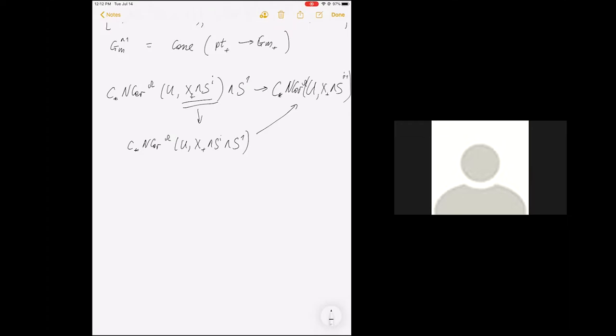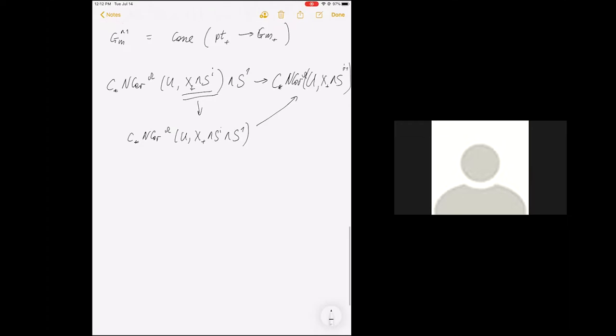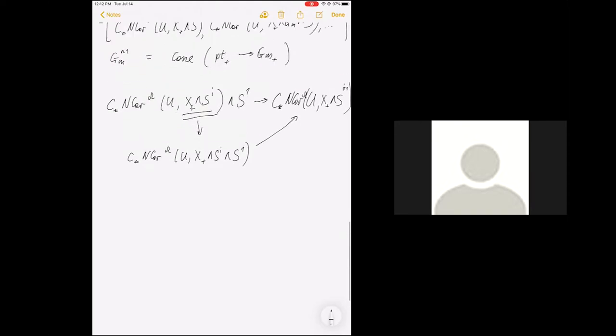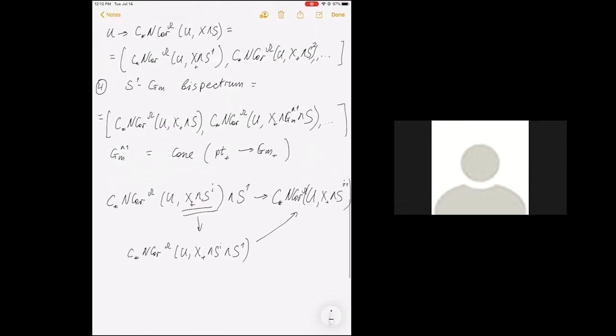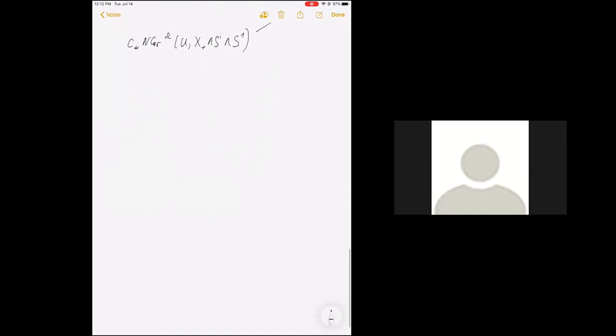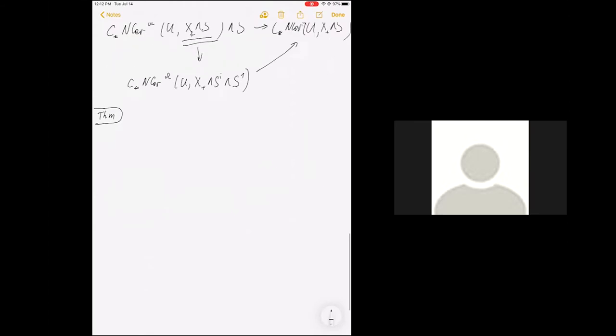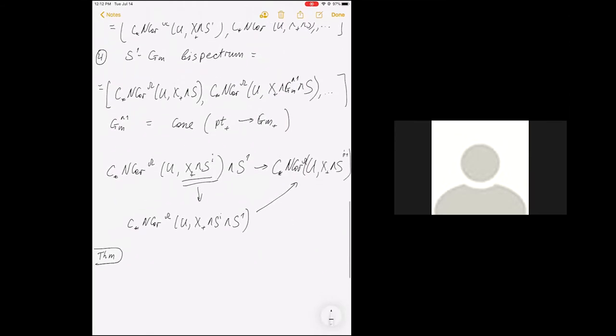Okay, great, thanks. Right, so here I did the fourth step. So here I got the S1 GM bispectrum, and this is everything we need. So now I can formulate the following theorem. I didn't give a name to this. Let me call this bispectrum C star N core omega U X smash GM smash S.